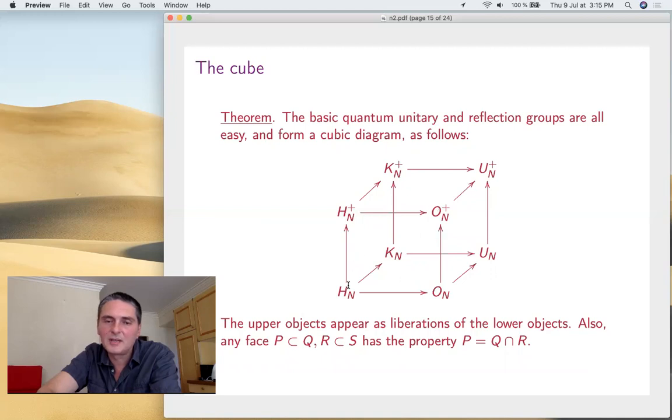And also importantly, for any face, you see the big thing, no, the small thing is the intersection of the two medium things. You see, for instance, if I intersect here, the face which is towards us, Hn plus and On, I get Hn. I mean, you just play with the relations, you get this for all six faces. This cube will appear many times in all. It's very interesting.